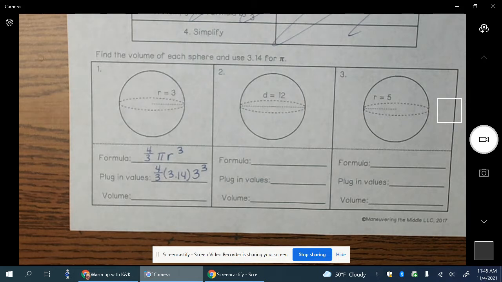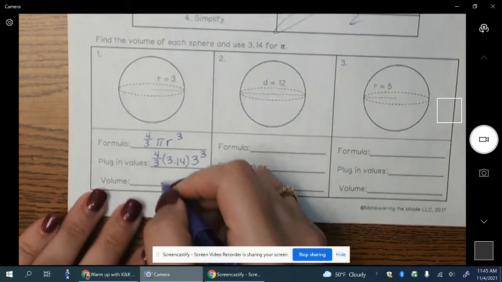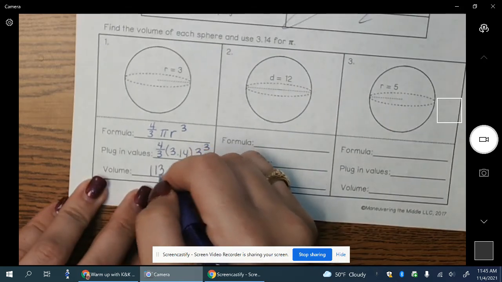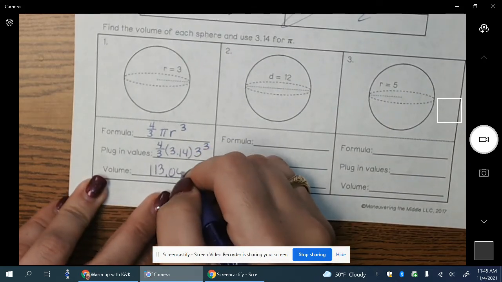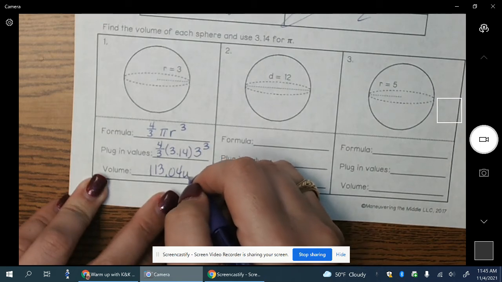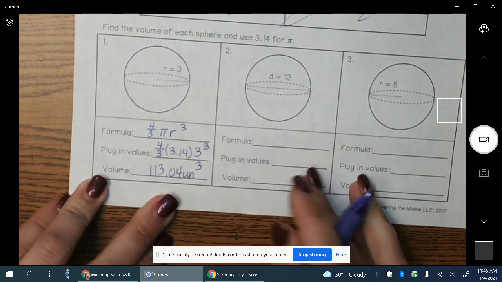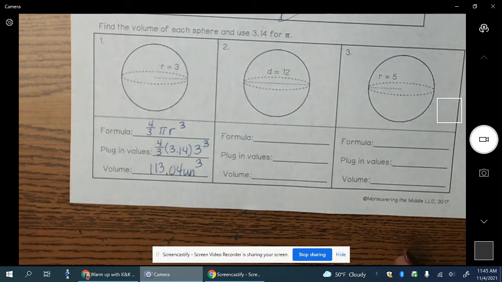Did everybody show someone their calculator? Yes? Okay, what'd y'all get? Wait, guys. I got 113. I got 113.0 whatever, fully. Units cubed. Okay.